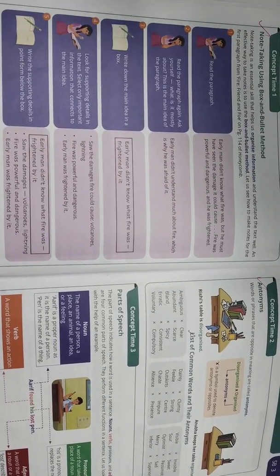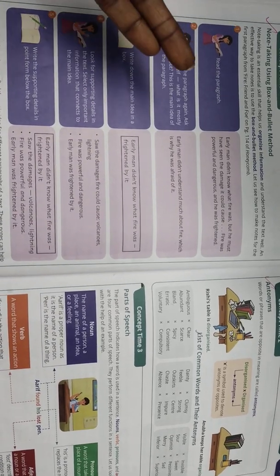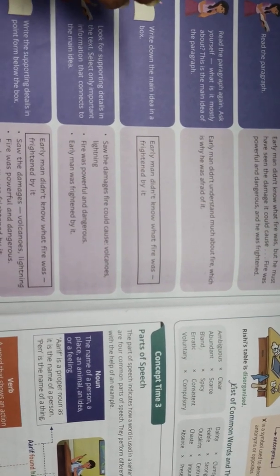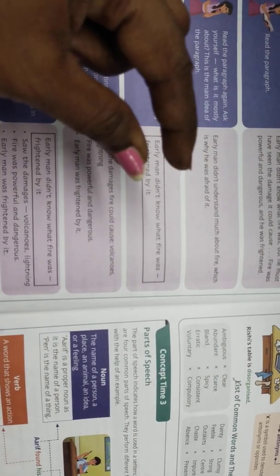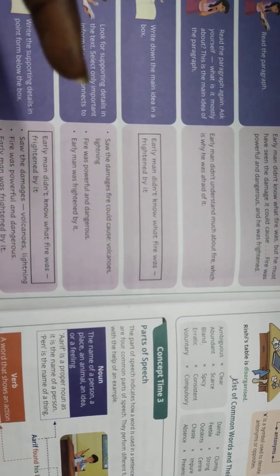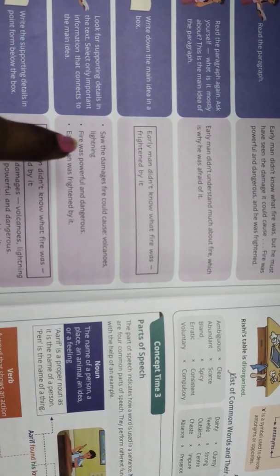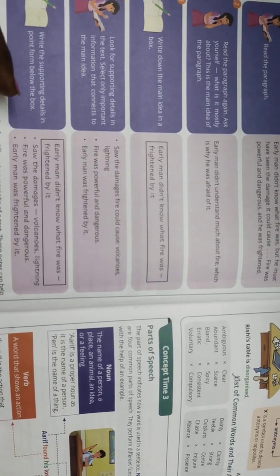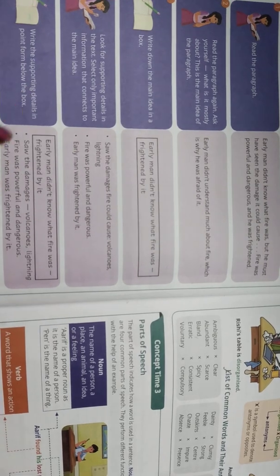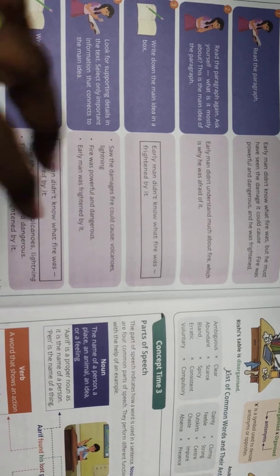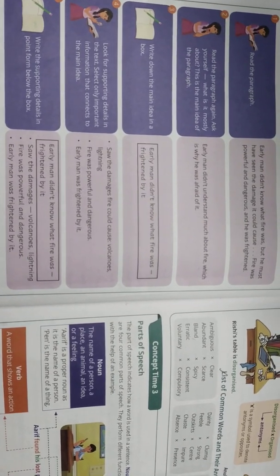First, you need to read the paragraph. Second, you read it again and find out what the main idea of the particular paragraph is, and you write down the main idea in a box. You find the supporting details related to the box and make them in a bullet method. And the last step is you write the supporting details along with the box method which you have made. So this makes you learn what is given in the particular paragraph.